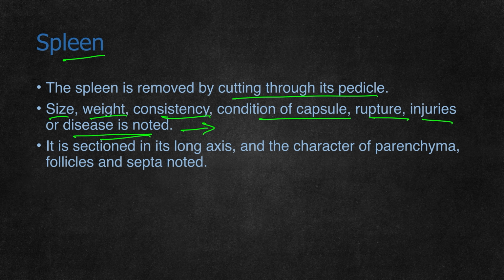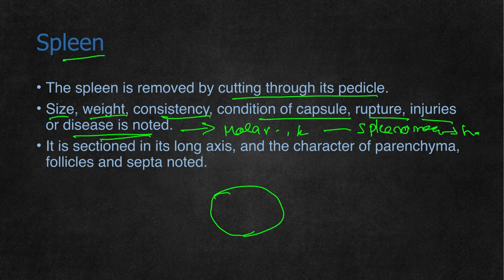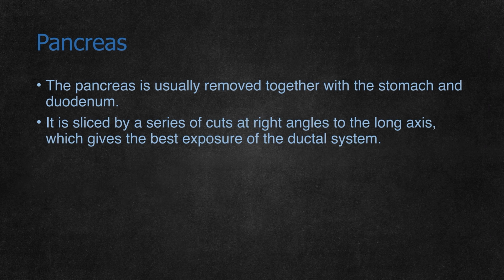Many times, in cases like malaria or Kala Azar, splenomegaly is present. Splenomegaly can lead to hemorrhagic shock if there is any small injury; even a small injury on the spleen can cause severe hemorrhage. Again, the spleen is sectioned along its long axis, and the character of the parenchyma, follicles and septa is noted.